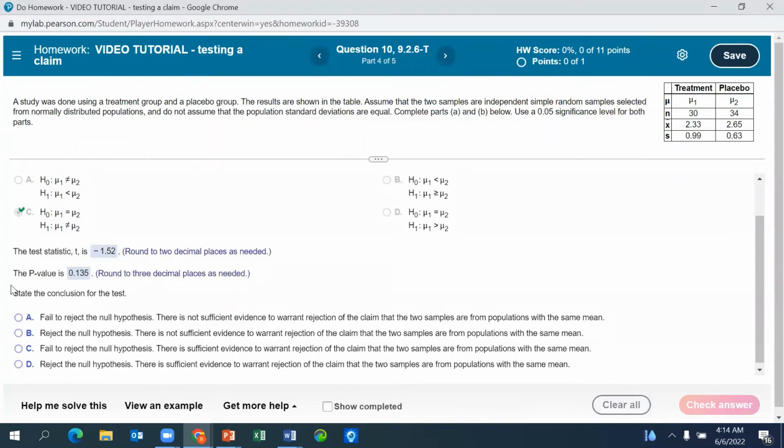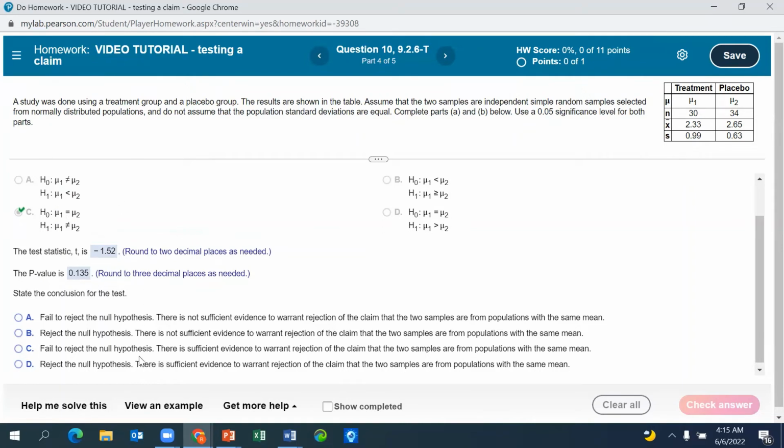Now we need to make a decision. You have to look at the p-value. The p-value is 0.135, and that is larger than alpha, which is the significance level of 0.05. When the p-value is greater than alpha, then we fail to reject the null hypothesis. So the answer is either A or C. We fail to reject the null hypothesis.